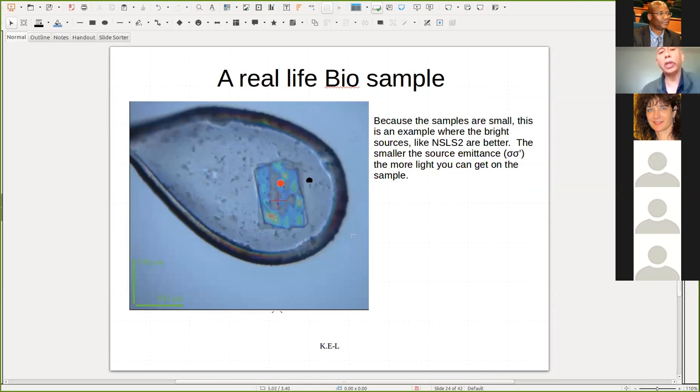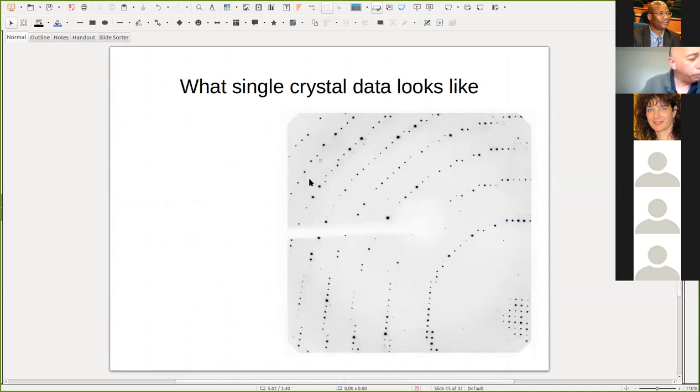Oh yeah, and this is actually an example of why you need to improve the emittance. If your beam had a lot of divergence to it, you wouldn't get as much light onto the sample as you could. So if you can shrink the beam, you can get more light on the sample and you can do your experiment better. And that's an example of why making a source with smaller emittances, in principle going to the diffraction limit, is a better thing. So that was bio.